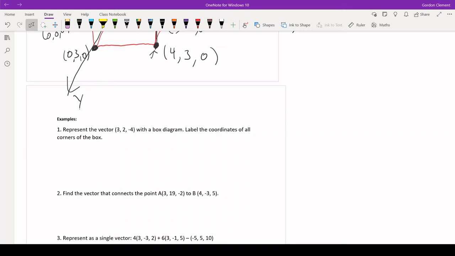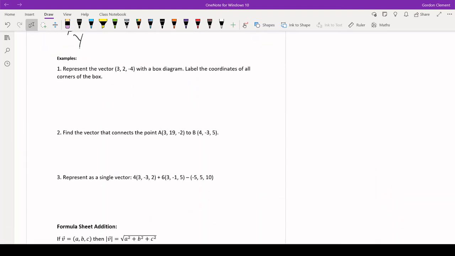And then similarly, I'll get you to find the vector that connects the points A to B. Hey, there's a formula for that. And then represent the thing below as a single vector. And hey, guess what? It works exactly the way you'd want it to work. So see if you can do those 3 and then unpause the video and see if you get what I get.